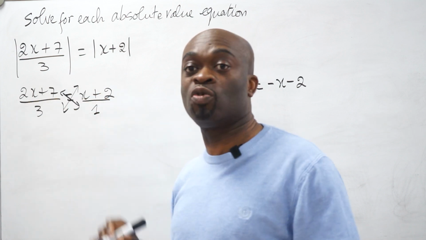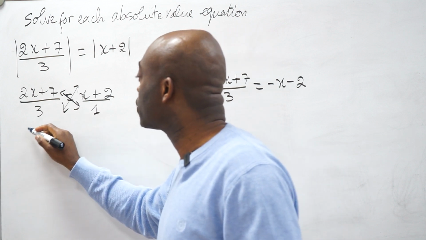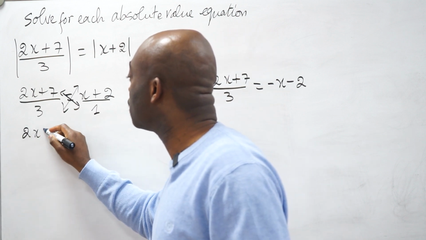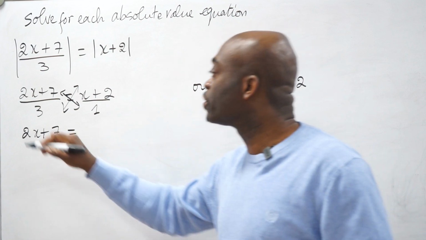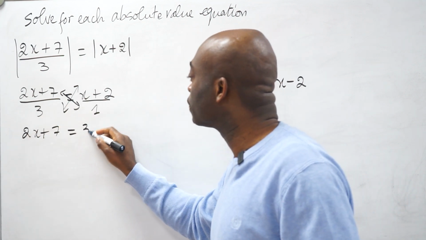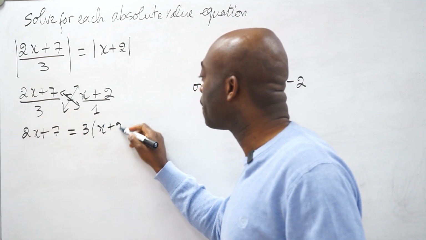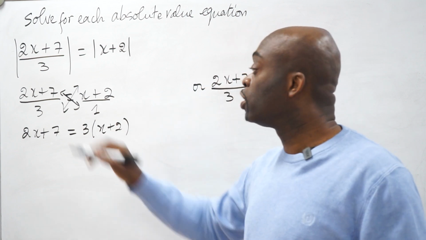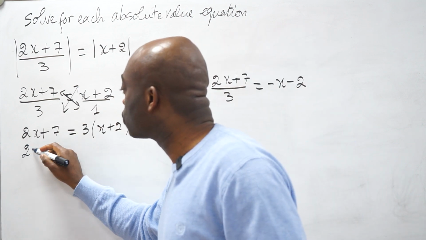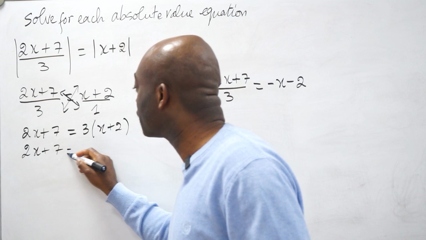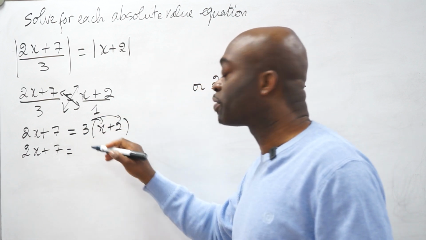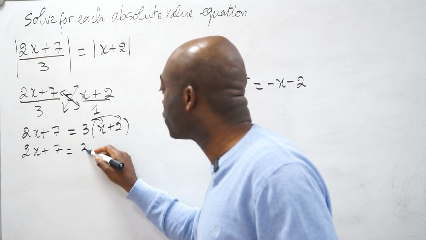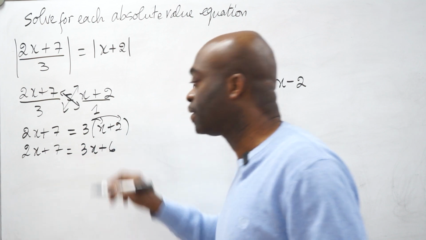So 1 times 2x + 7 would give us 2x + 7, and that is equal to 3 times (x + 2). Okay? So we bring this one down, 2x + 7, and this is equal to what? What is 3 times x? It's 3x. And what is 3 times 2? 6. So it's 3x + 6.